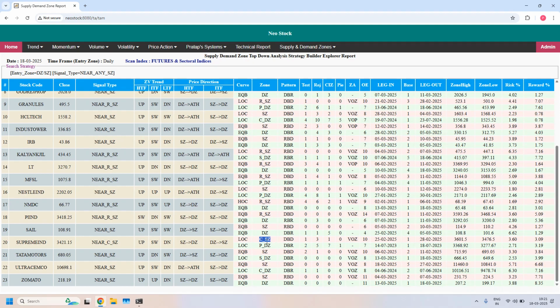Supreme Industries is having a daily high liquidity supply zone. So that's it. We have identified 7 daily high liquidity supply zones from this list.